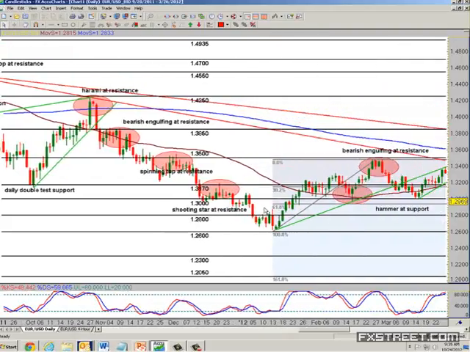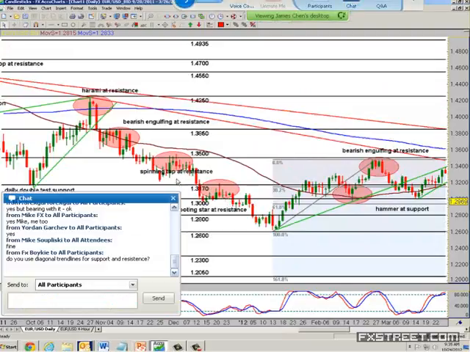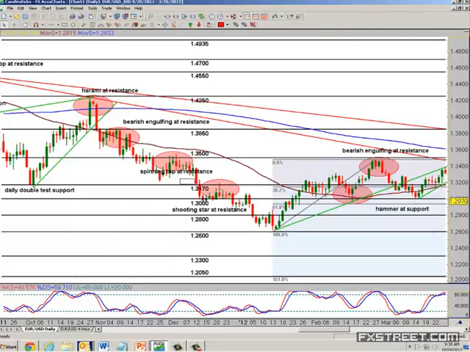Okay, let me just make this a little bigger. So what I was talking about here was where we could talk about potential continuations of the trend using these so-called reversal candlestick patterns.